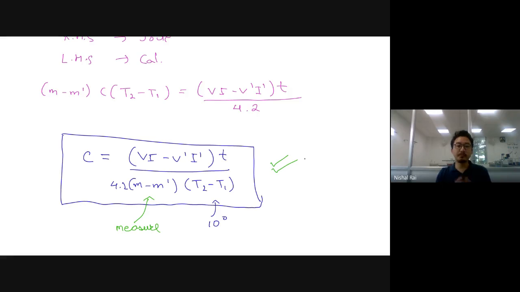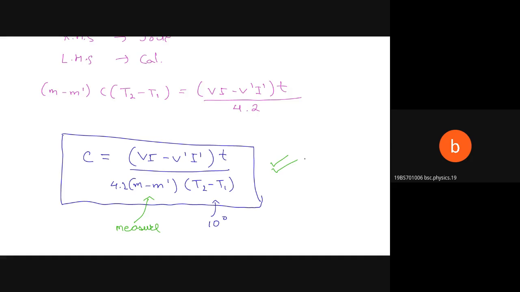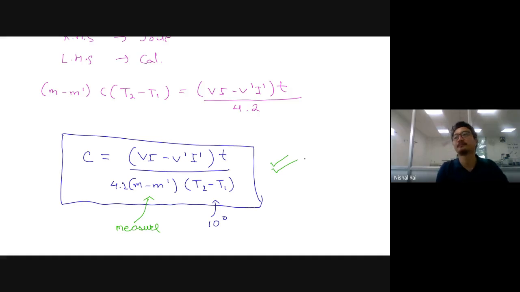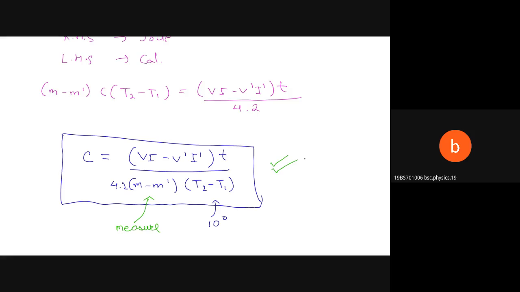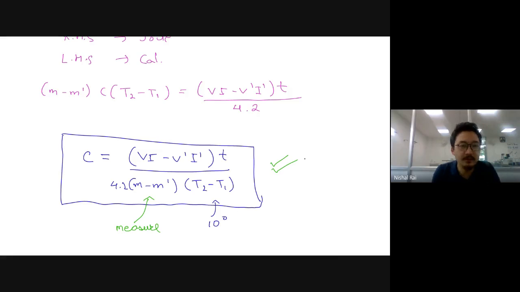Is this experiment simple? It's very simple, and it's very powerful also. You can just see how one can directly find specific heat by using this simple method. And this method is called what?